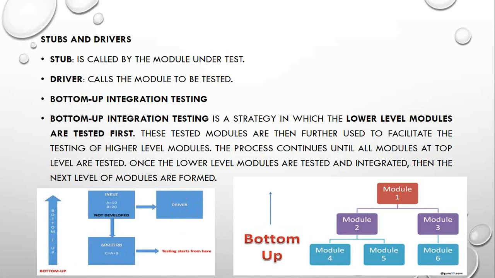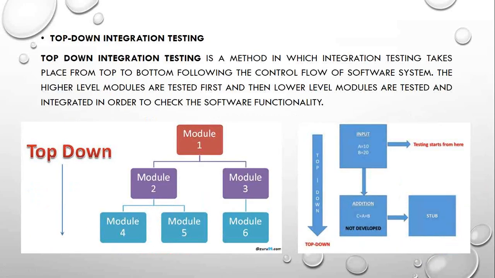In bottom up, we use a driver, but in case of top down, the input module is ready, but the addition, C equals A plus B, is not there. When you send 10 and 20, the 30 has to come as output. At that time we use dummy programs, stubs. If you want more knowledge about stubs and drivers, I will explain to you.